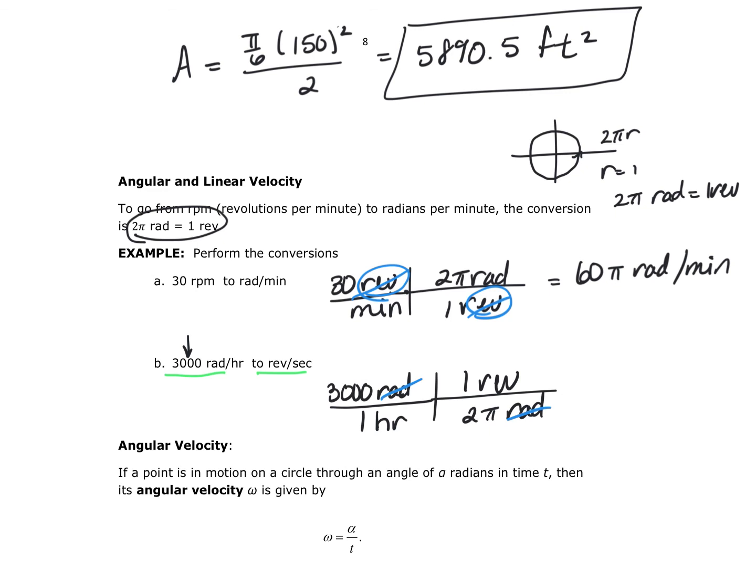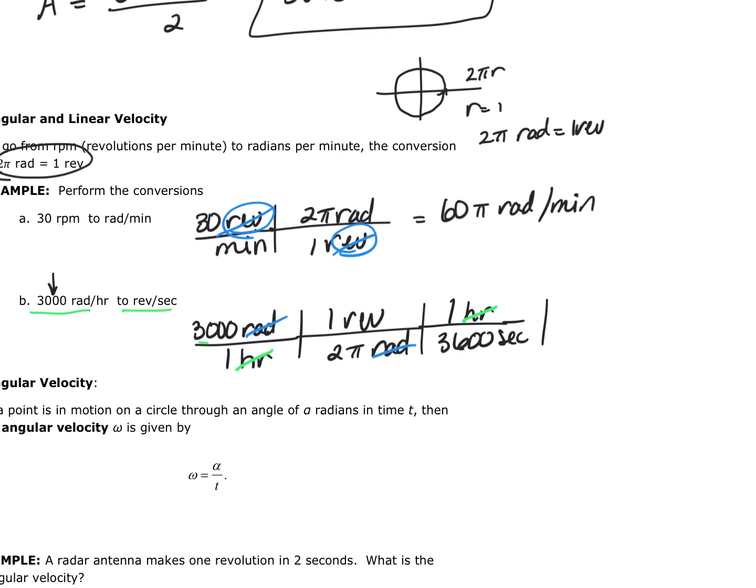Now, I want to go from hours. I need to convert hours, and I need to end up in seconds. So I have another unity fraction I need to tack on here. 1 hour is equal to 3,600 seconds. This will allow this hour and this hour to cancel. So what I'm left with is 3,000 multiplied by 1 revolution. And then in the denominator, I'm going to have 1 times 2 pi times 3,600 seconds.